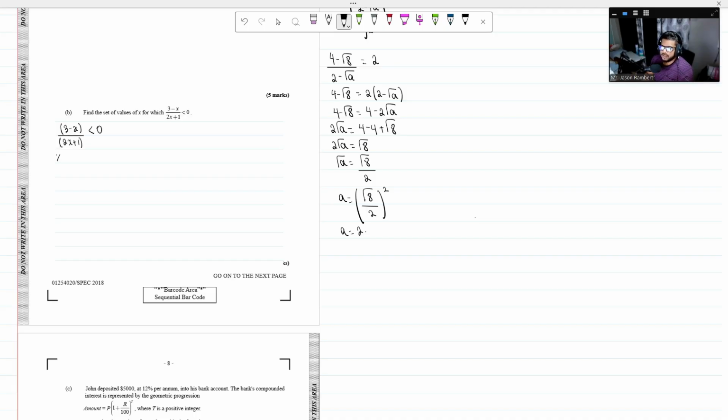You'll get a mark for multiplying by 2x plus 1 all squared. I'll get 3 minus x into 2x plus 1 is less than 0. But I'm going to let it equal 0 because I'm going to solve. I'll get 3 minus x is equal to 0, and I'll get x is equal to 3. Or I'll get 2x plus 1 is equal to 0, so I'll get x is minus a half. So these are my roots.